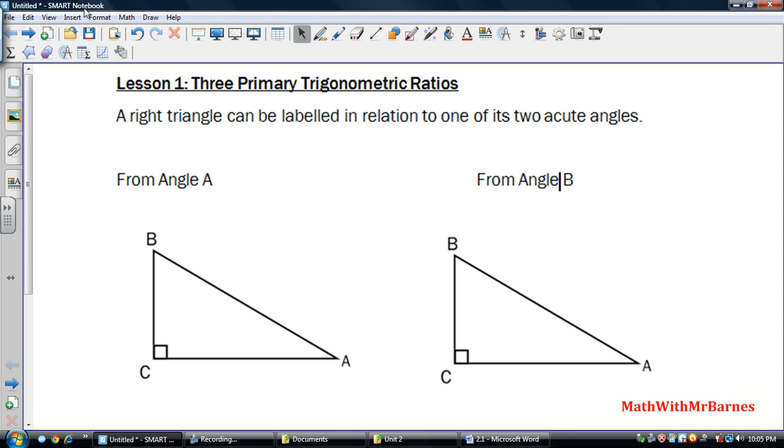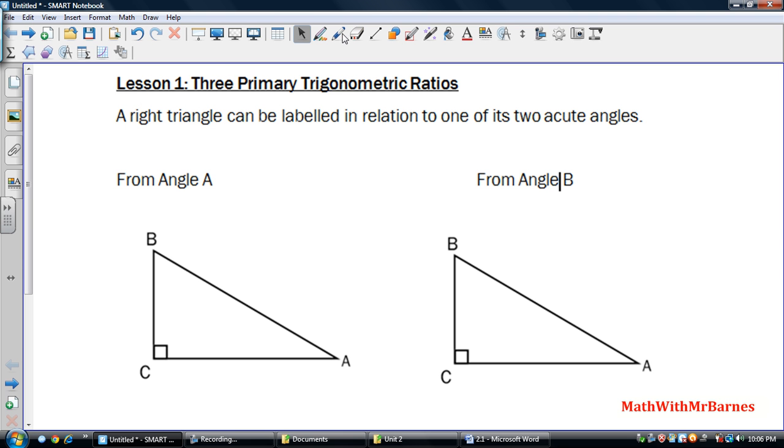In this lesson, guys, basically we're going to start Unit 2, which is trigonometry. Trigonometry is the study of angles and triangles and things like that. This seems complicated at first, but is actually not, so don't panic. Today we're going to talk about the three primary trig ratios. A prerequisite to being able to do those is being able to label a triangle in relation to one of its acute angles.